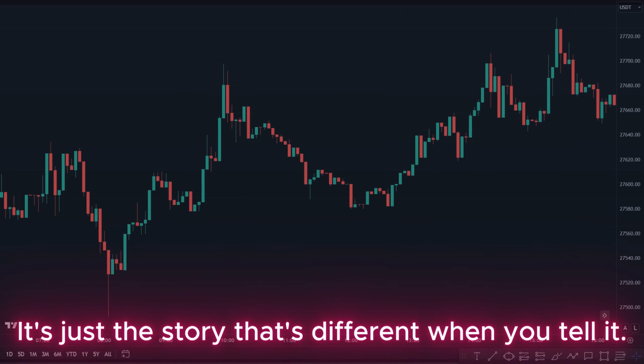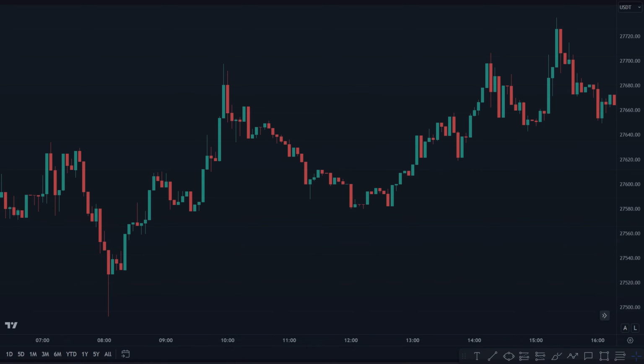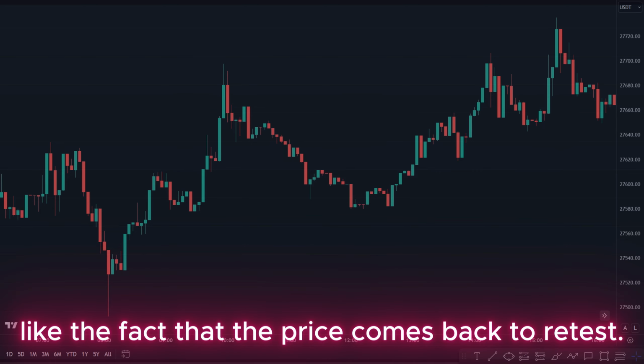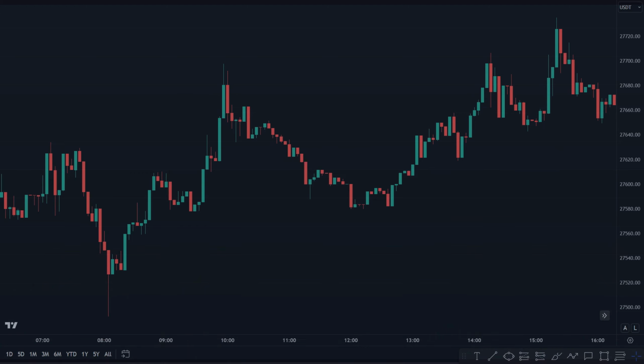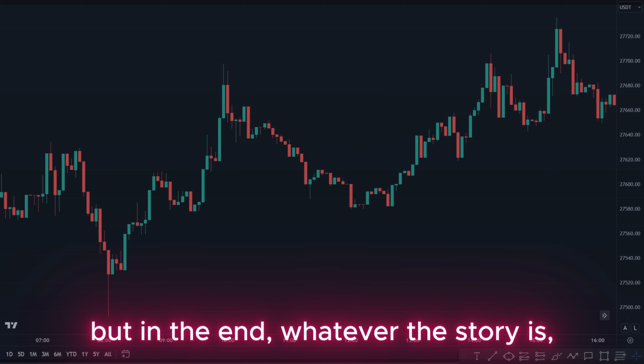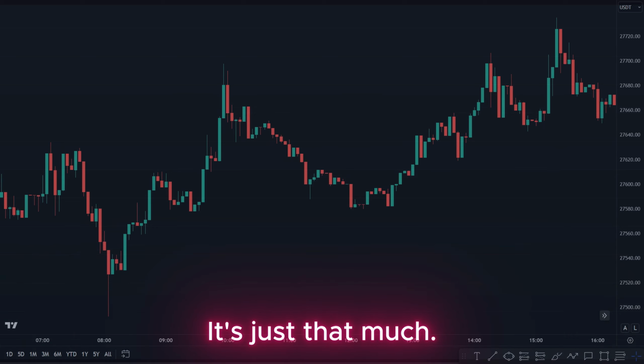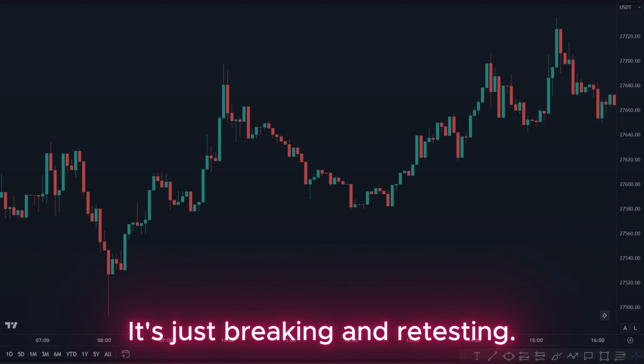It's just that the story is different when you tell it, like the fact that the price comes back to retest. There have been many explanations said about this. But in the end, whatever the story is, the core of it is just that much. It's just breaking and retesting.